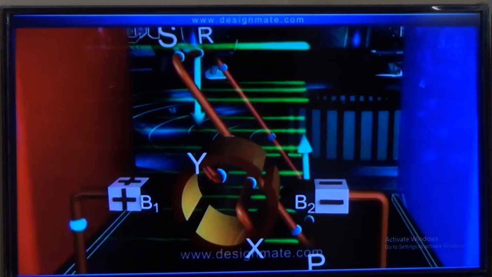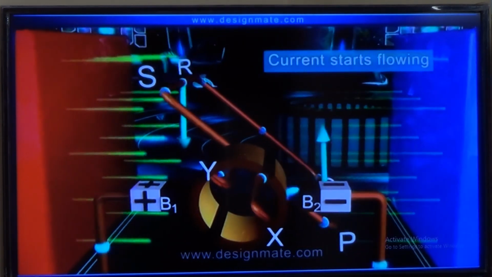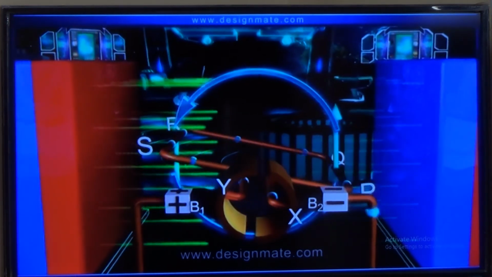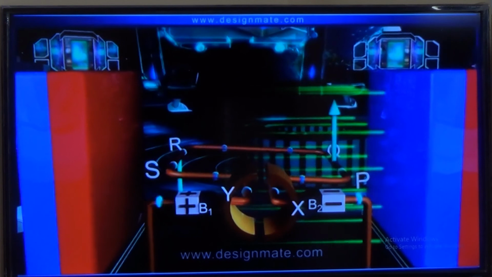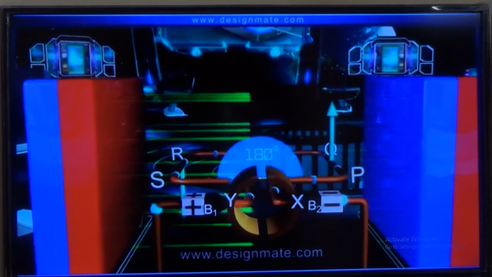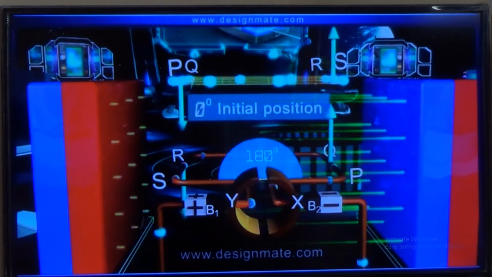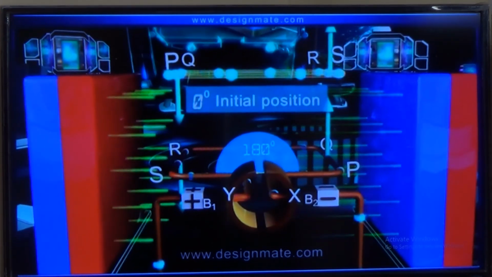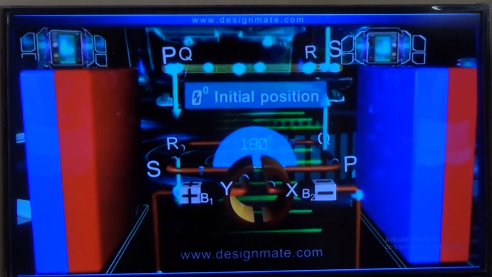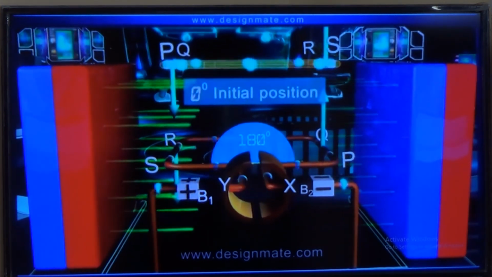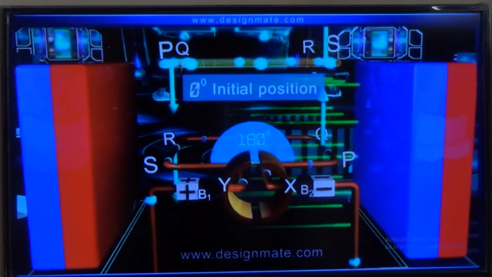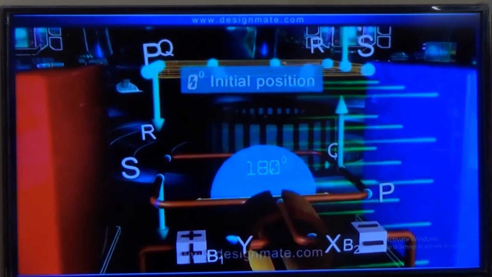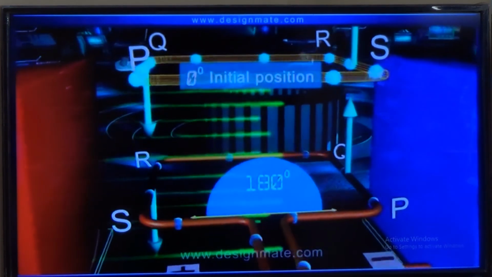Just as that happens, the current starts flowing in the loop once again, and the loop continues to rotate in the same anti-clockwise direction. On rotating through 180 degrees, that is, after half rotation, arms PQ and RS of the loop get interchanged. Now, the split ring Y is in contact with brush B1 and X with brush B2. Therefore, the direction of current flow in arm PQ gets reversed. This happens in arm RS as well.